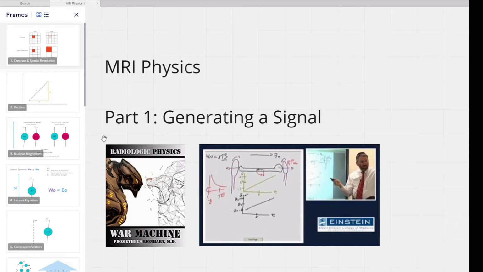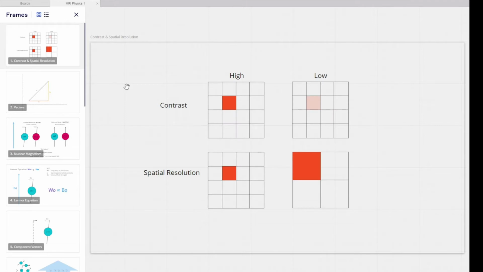So my goal is going to be to take from both Prometheus and War Machine and also these Einstein videos, which are really, really good, and try to make something that still captures all the information you're going to need, but do it in a more timely manner. So to start, we're going to be talking about MRI signal today and how we generate the MR signal. And before we start talking about MRI, we're just going to review a couple of really basic concepts.